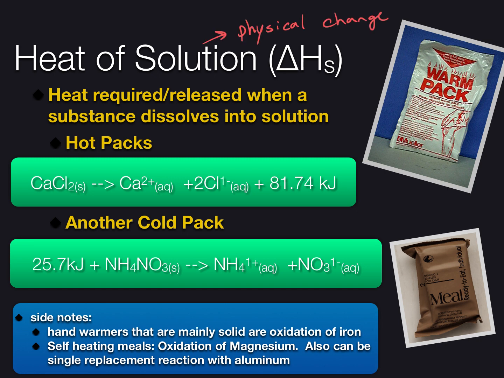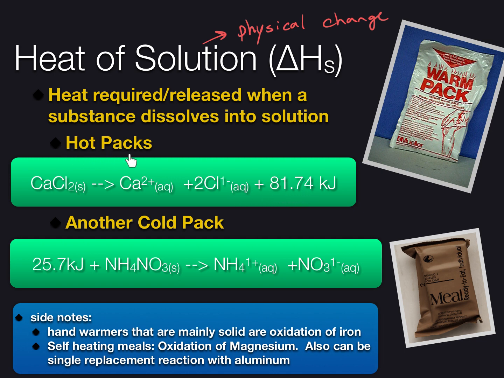Now, the symbol for heat of solution is a delta H with a subscript S for solution. And this is the heat required or released when a substance dissolves into water. You see, the ionic bond that holds the crystal lattice together for ionic substances is basically a bond that can be broken or a bond that can be made. And when the bonds are broken or the bonds are made, just like any other bonds broken or bonds made, that can result in an energy change. And so sometimes, like this first example, calcium chloride solid, when dissolved into water, releases 81.74 kilojoules of energy.